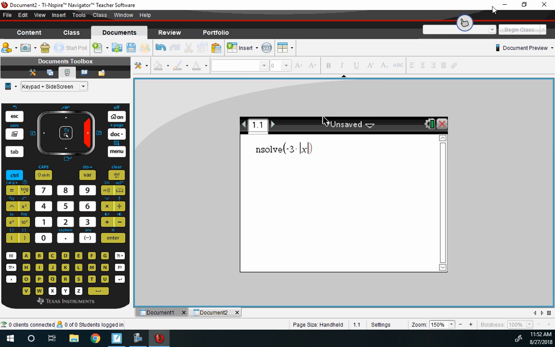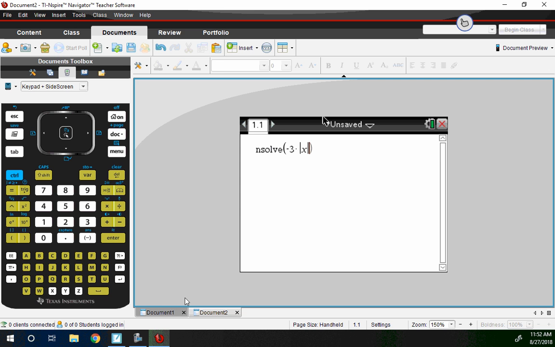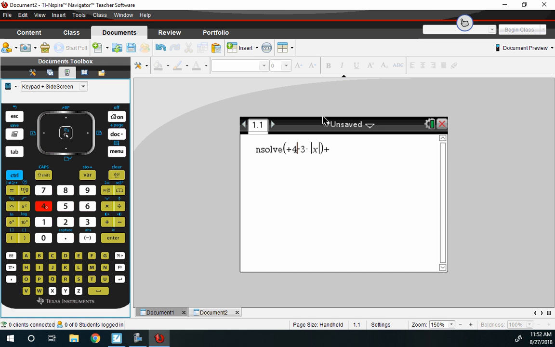Now what else do we have? Plus 4 equals negative 2. Plus 4. Whoop, got to put that in over here. Plus 4. Oh, man. When it rains, it pours. And solve.